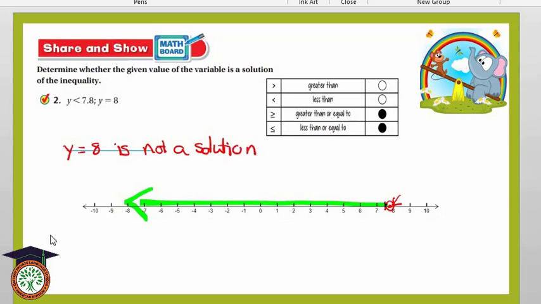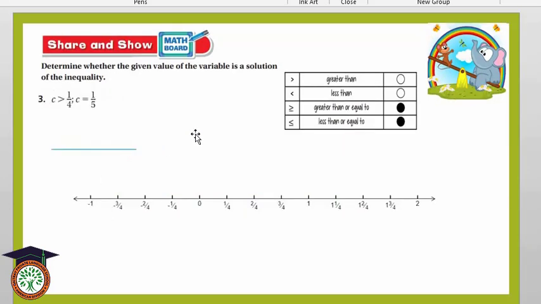Let's go to another example. Here we have fractions. Don't panic. There is no problem dealing with fractions. We have our number line here. We have the 0, and then 1 over 4, 2 over 4, 3 over 4, 1 whole, and so on. It says that C is greater than 1 over 4. Where is 1 over 4? Here is 1 over 4.